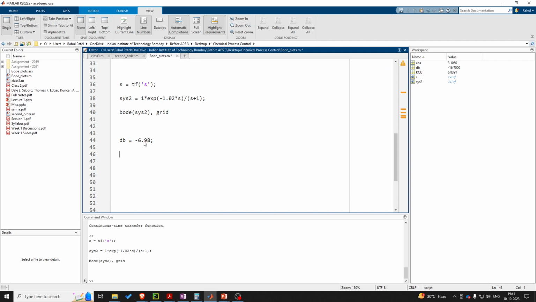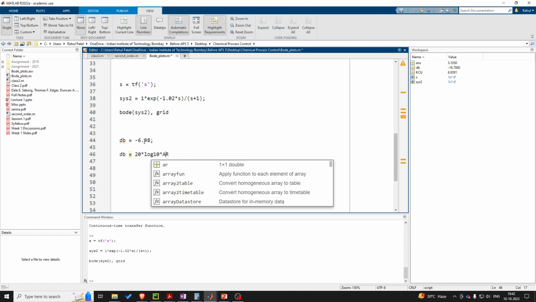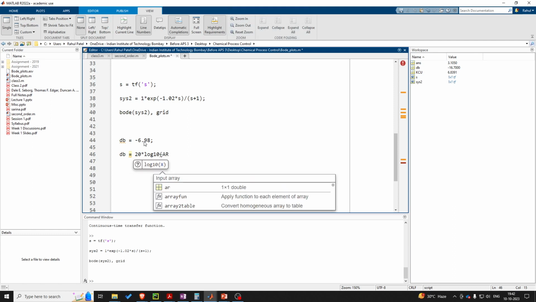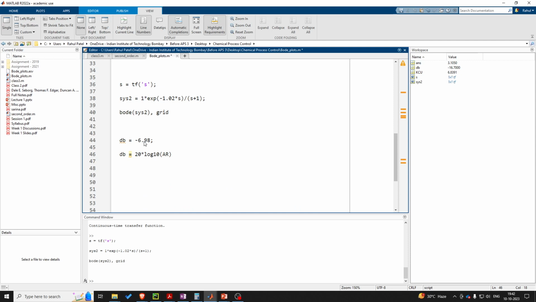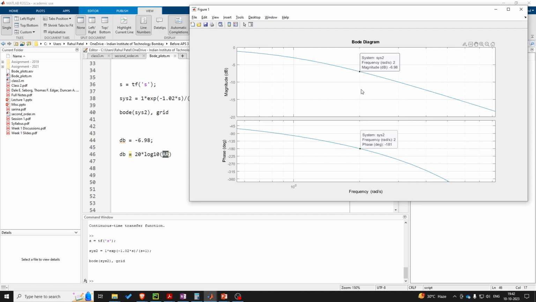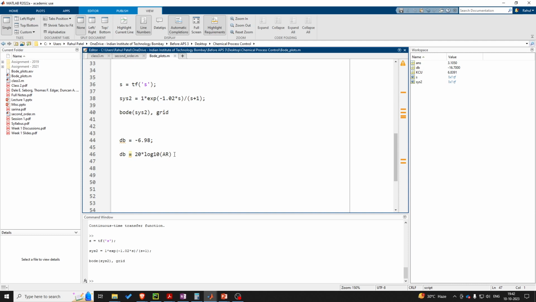But we know that decibel is usually 20 times log 10 of the amplitude ratio. So this is the formula that we know, but we have to find the amplitude ratio corresponding to that. Also you can see that at omega c, if we just project it on the y-axis, this will come around 6.98. So that is how we are getting this value 6.98.